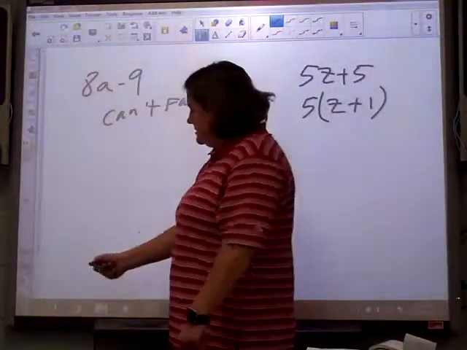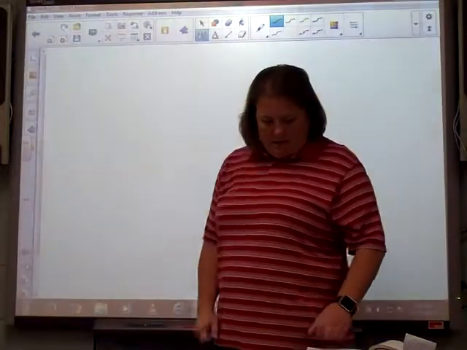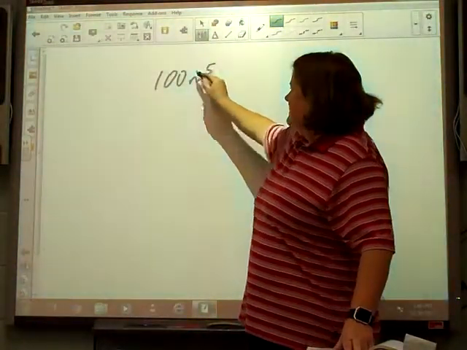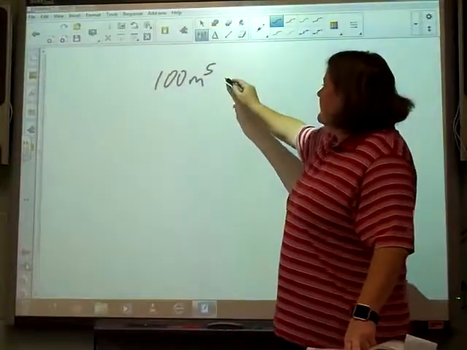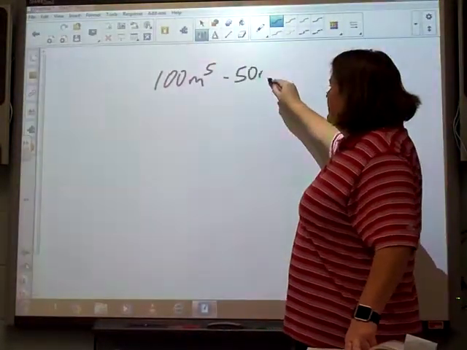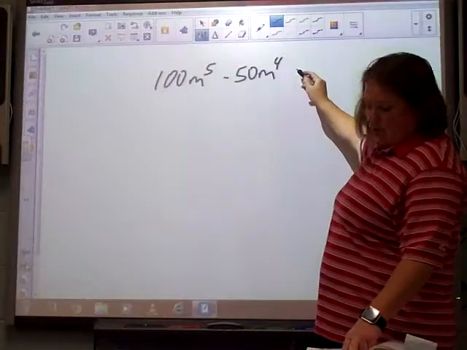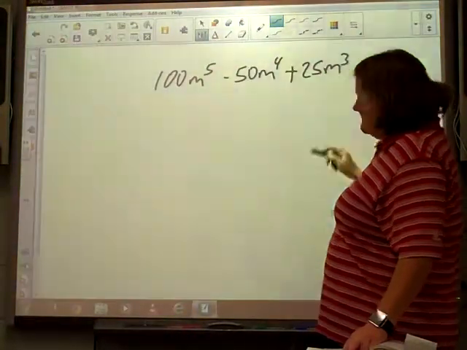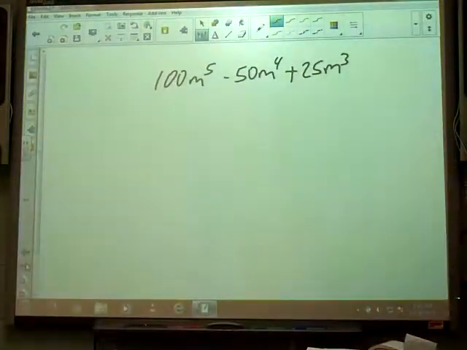All right. I'm going to add a trinomial on this one. I've got 100m to the 5th minus 50m to the 4th plus 25m cubed. I want you to try that one. See if you can factor the GCF out. It's bigger than the ones we just did, but I think you can do it. I want you to try it and see.